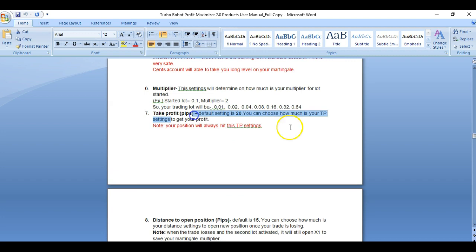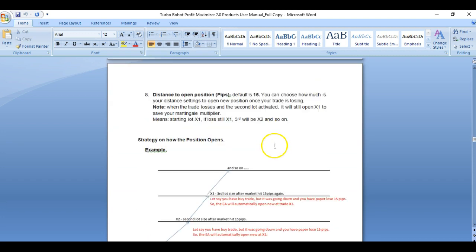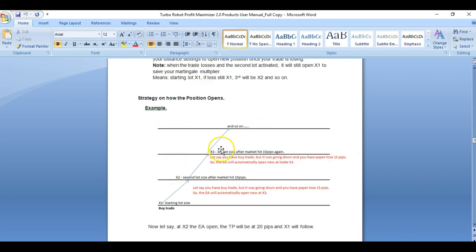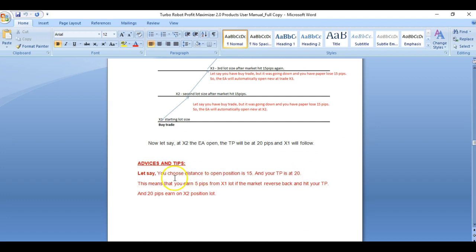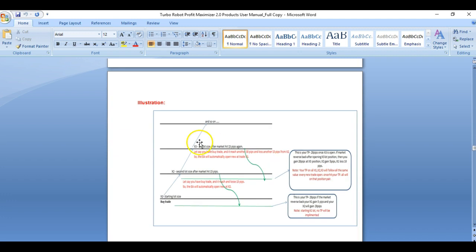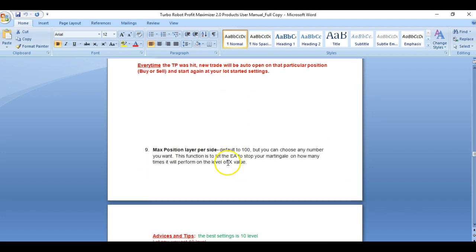So take profits. Okay, and this is our distance position. So you have your strategy on how to open the position. I'll explain it very well here, and definitely you will understand how it works. And we have advices and tips for full copy, and then you have an illustration of how the TP is and how the next level is implemented. All right, so it's pretty well explained over here.